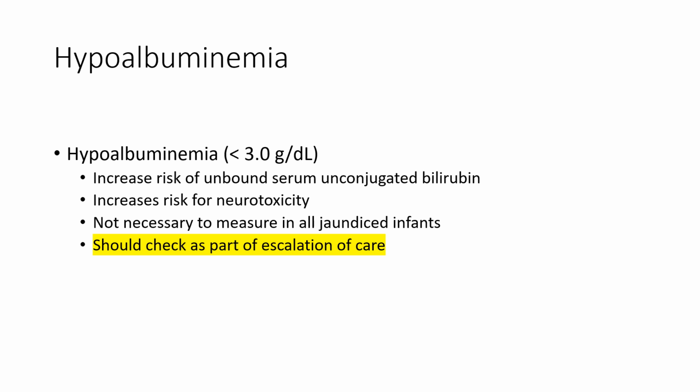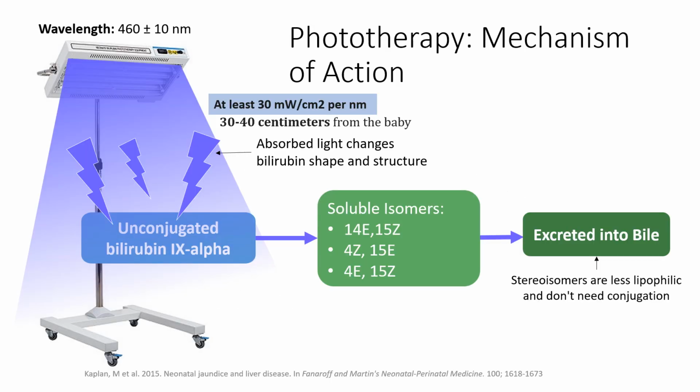The answer is no. According to the 2022 guidelines, we should start thinking of measuring the albumin when we reach the escalation of care. Again, the albumin level is measured only when we reach something called escalation of care. What does escalation of care mean? It means when the serum bilirubin is 2 milligram per deciliter below the exchange transfusion curve. Again, when you reach 2 milligram per deciliter below the exchange transfusion curve, then you can request the serum albumin level.